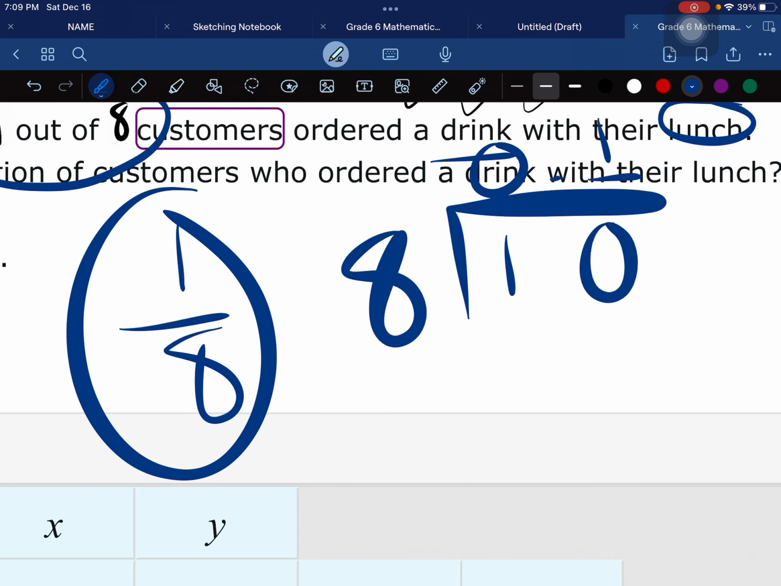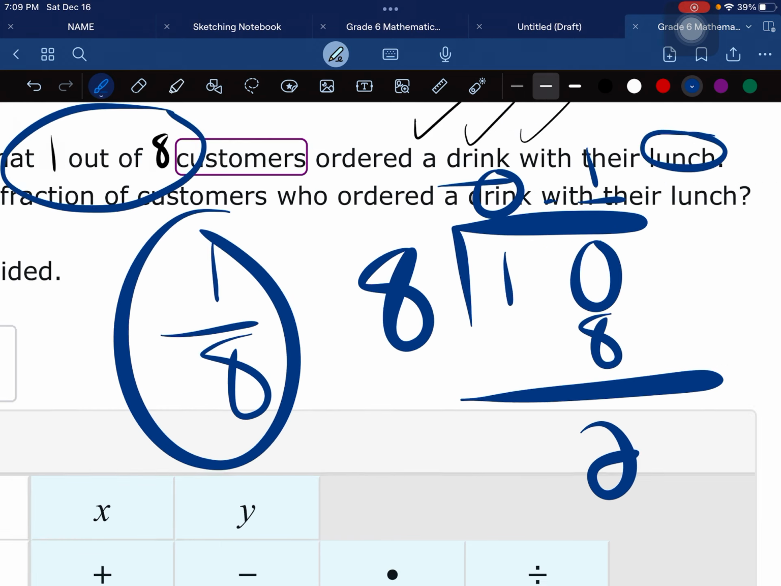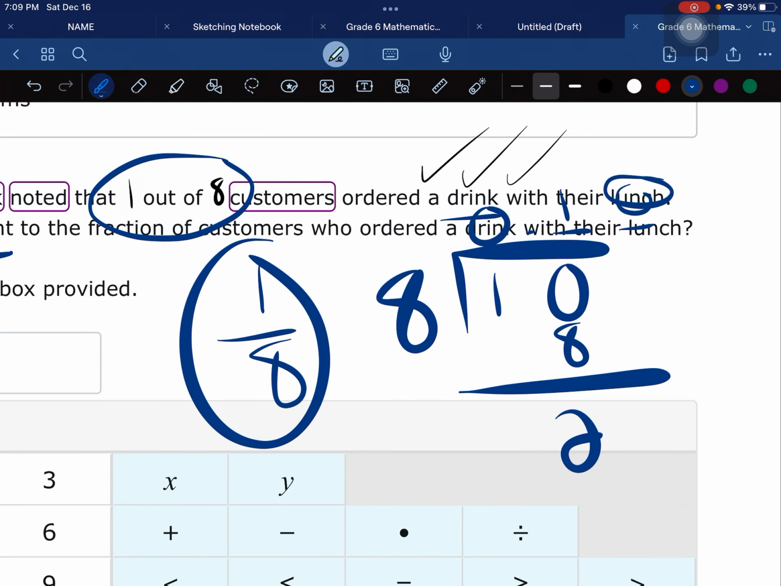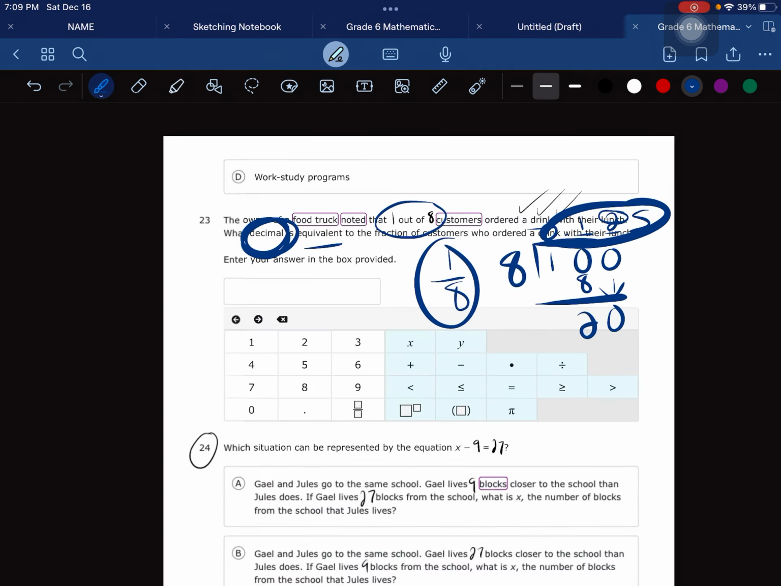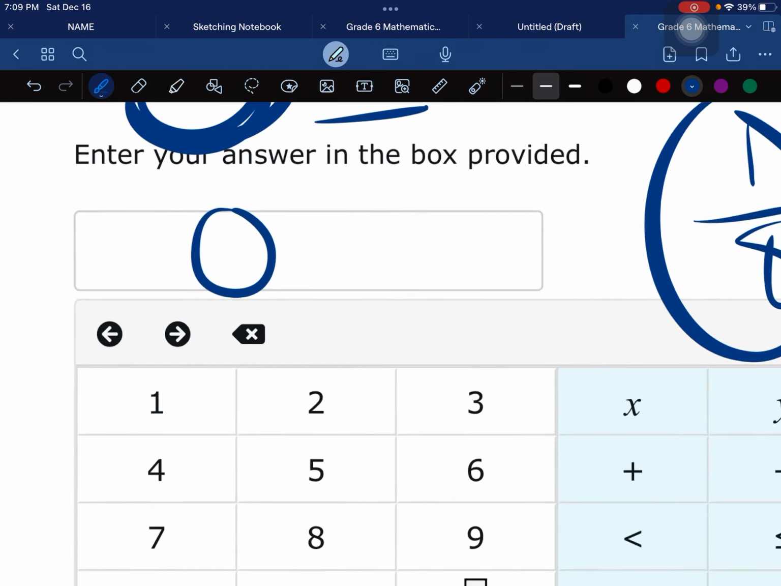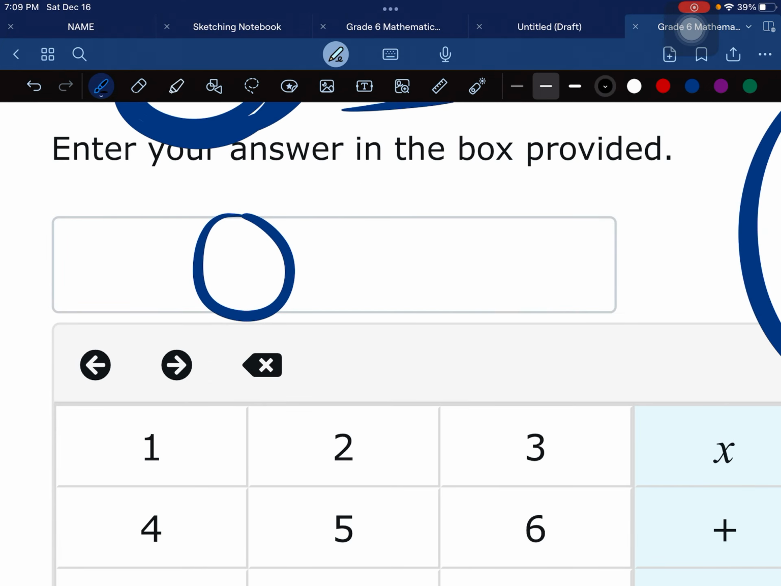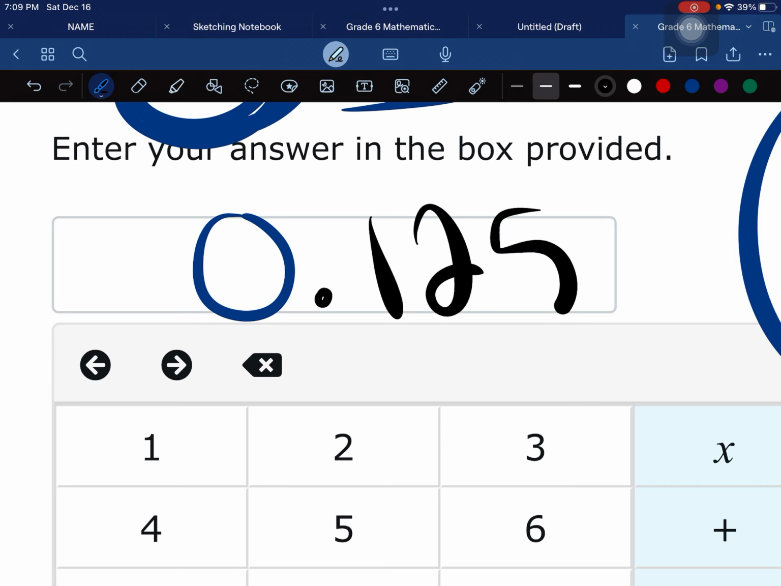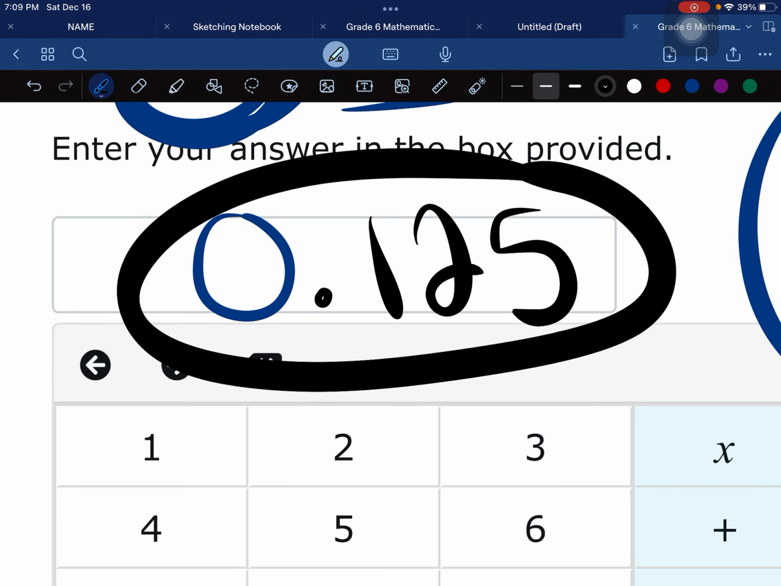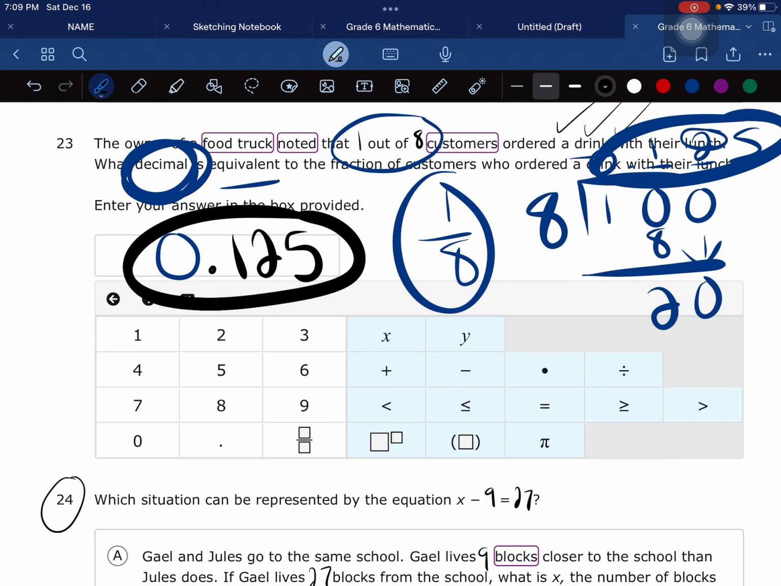Now, once you divide, chicos, you're going to be able to find that the answer is 0. And make sure you put the 0 because I checked and there is a 0. So 0.125. Make sure you put the 0 and the point, the decimal.